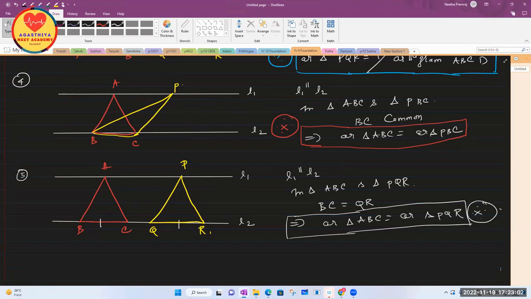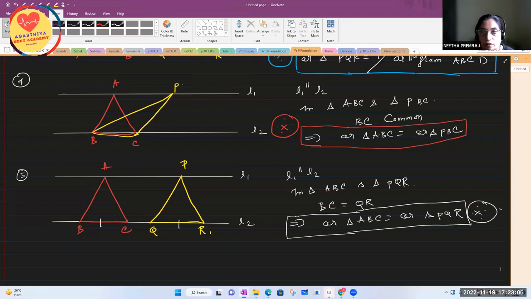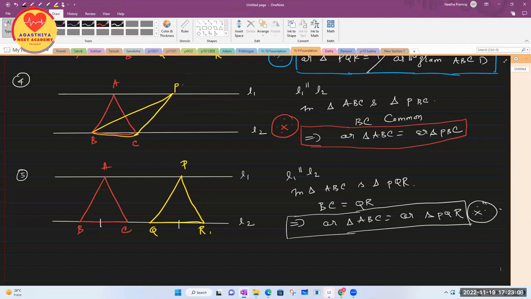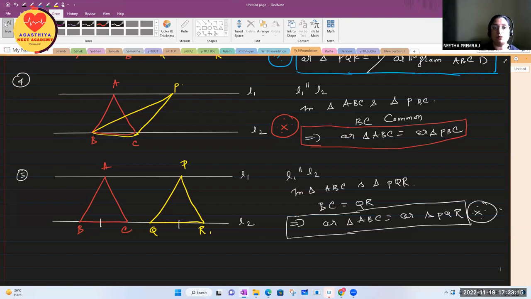Ma'am, they have two parallel lines and two triangles, ma'am. BC and QR bases are common, ma'am. Equal, not common. Common is the fourth case. BC is common to both the triangles. But in the fifth case, the measure of BC is equal to QR. They are not common. Okay?